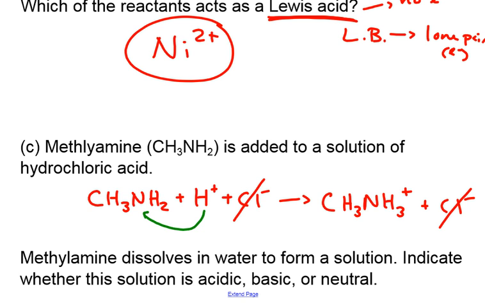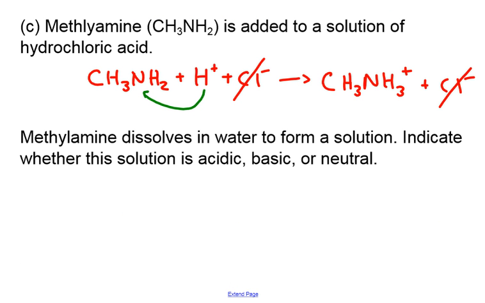Well, if you didn't figure out how to do this problem, if you started reading the next one, it asks if it's basic, neutral, or acidic. Oh, this is an acid-base problem. So I just add the acid and the base, and this is a strong acid, so I just do H+. Strong base, only OH, right? So it says methylamine dissolves in water to form a solution. Indicate whether the solution is acidic, basic, or neutral. Last problem, and we are done.